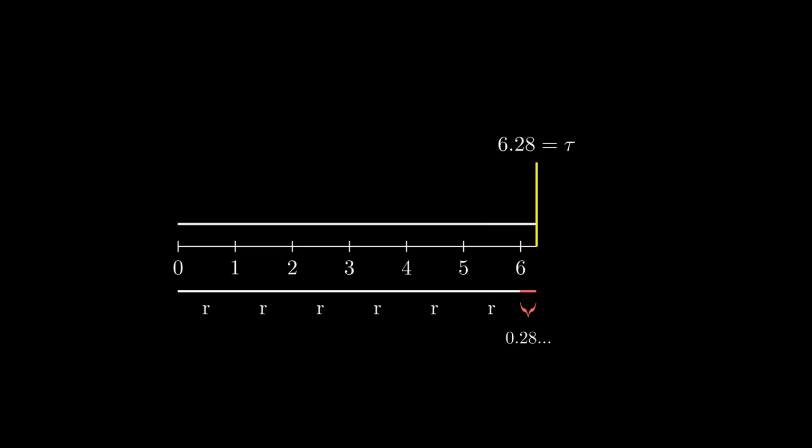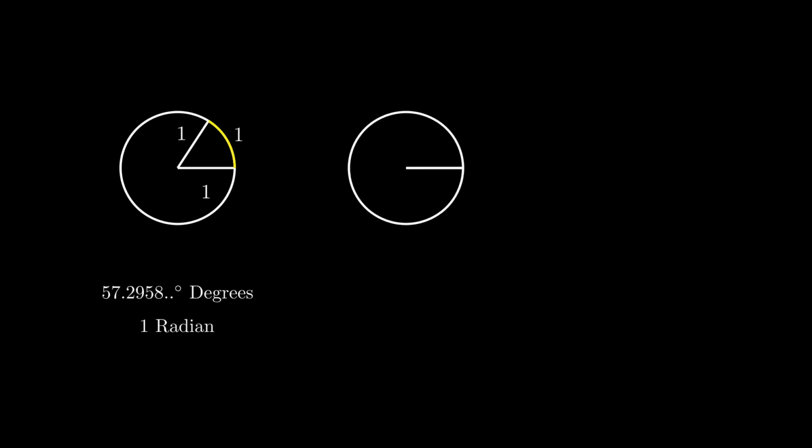Now, we could have a radian measurement without tau. One radian, for example, is 57.2958 degrees. Not a particularly common angle that you might need to use.